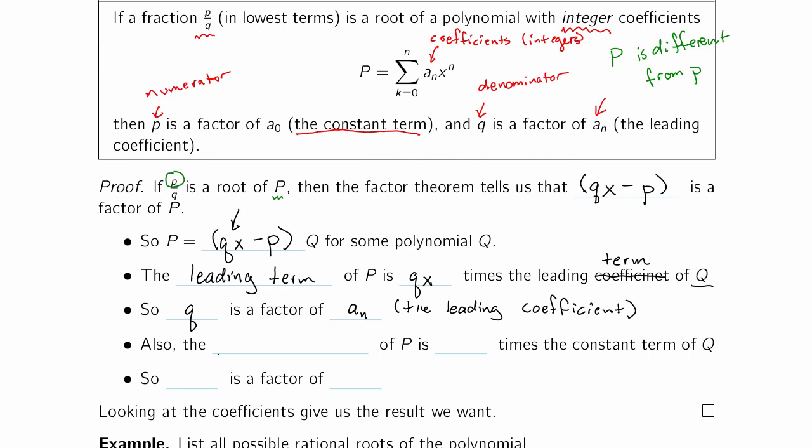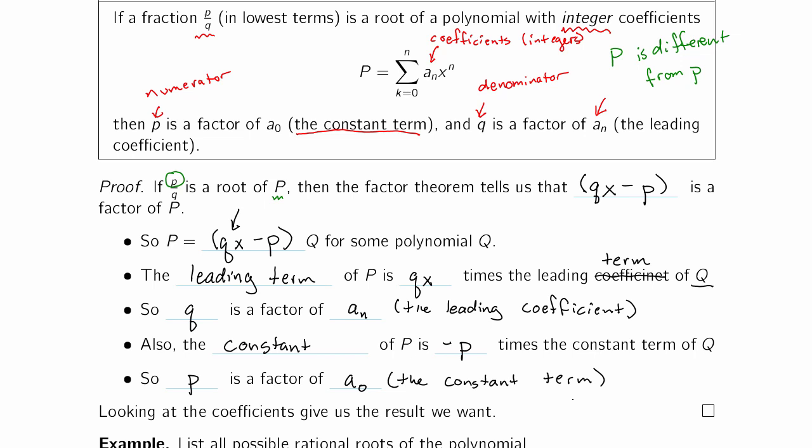In the same way, the constant term of P is negative little p times the constant term of Q. Right now, the negative sign might throw us off a little bit, but when we're talking about factors, we can make them positive or negative because the other factor could be either positive or negative, so that negative sign is not going to trouble us. p is a factor of a_0, the constant term of our given polynomial. And that's it. So just looking at the coefficients this way, that's the result that we wanted.